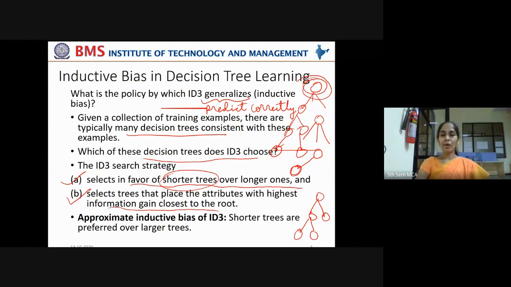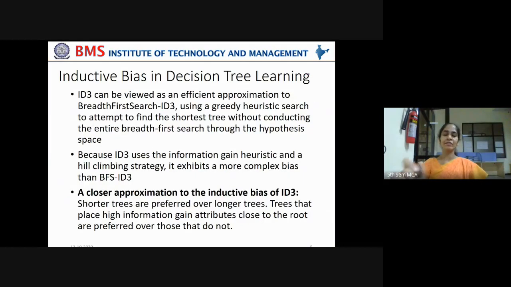Okay, now the approximate inductive bias of ID3 is, we have seen this in yesterday's class, right? Shorter trees are preferred over larger trees. Now, ID3 can be viewed as an efficient approximation to breadth first search. This I have explained in yesterday's class. Breadth first search means first it will search all shorter trees, then go for next level trees, then the next level trees. It is searching breadth-wise. That is why the ID3 algorithm can also be called the breadth first search ID3 algorithm.